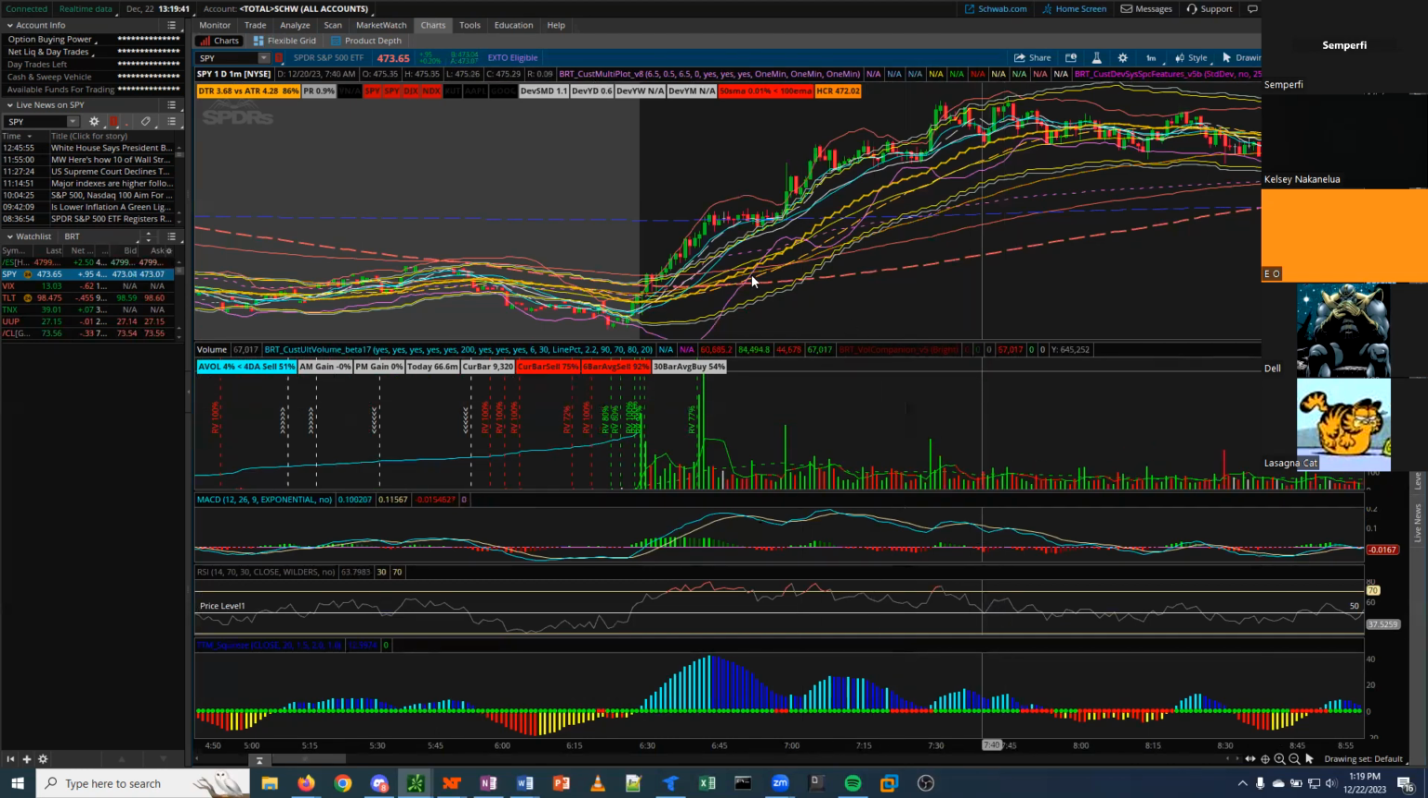So here's a good example right here. See how TOS shows it a little better? But if I zoom in anymore, I might mess it up. Hold on.